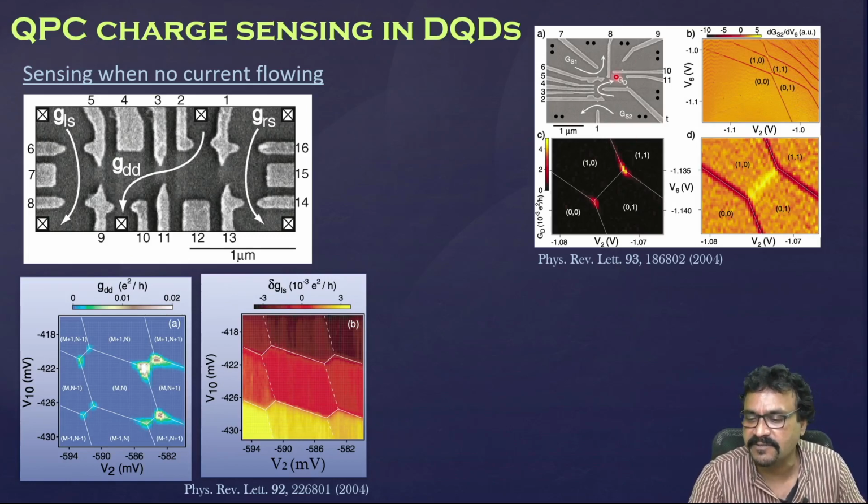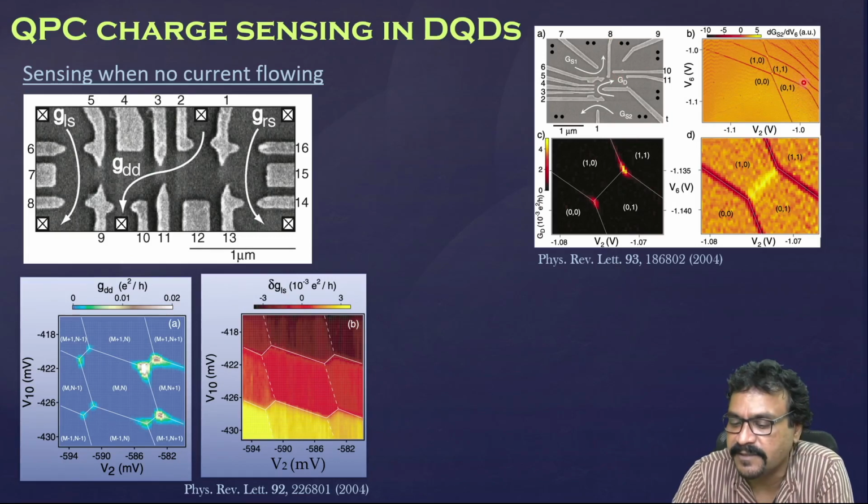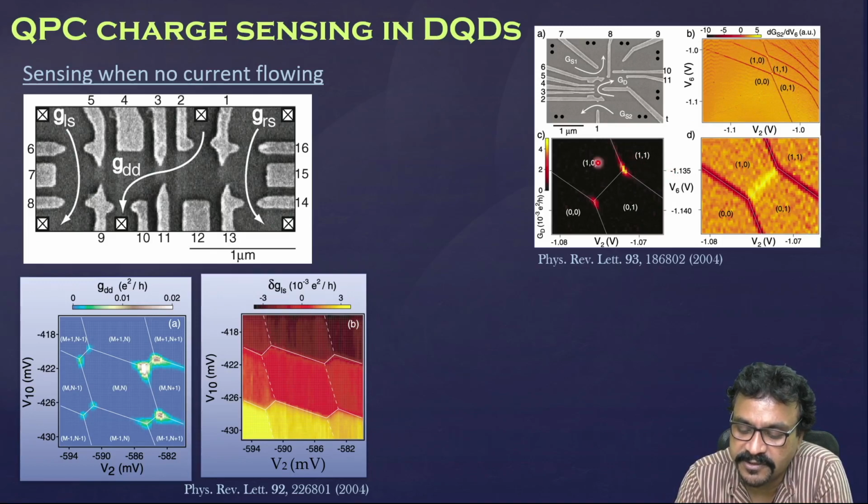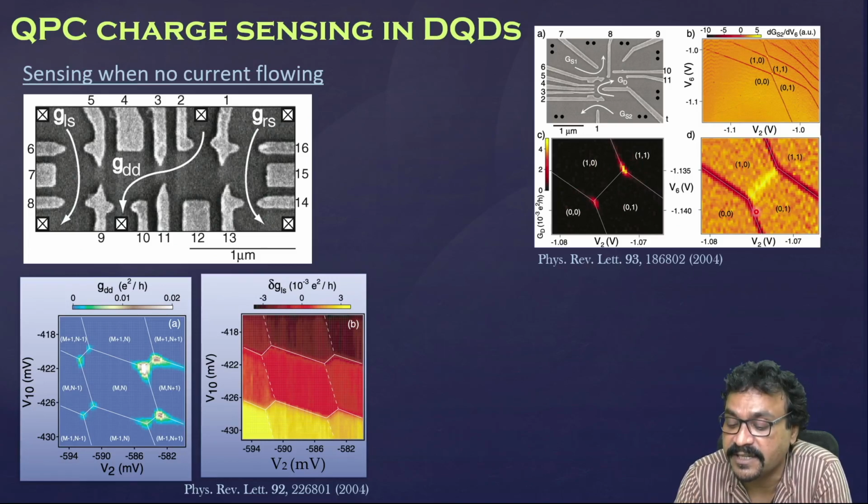This is another device where what you are measuring is the differential conductance instead of the current, and you can see the charge stability diagram. Finally, your dot is empty. This is this region. If you measure direct transport through the system, you will get this one. If you measure current through the sensor or the conductance sensor, you will get this one.